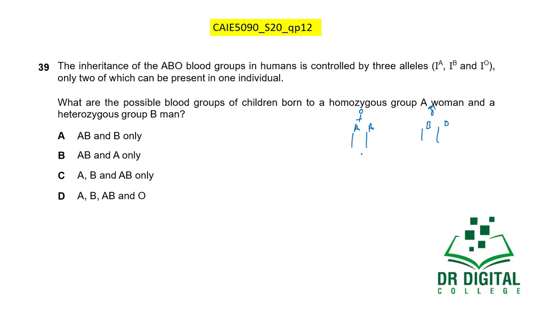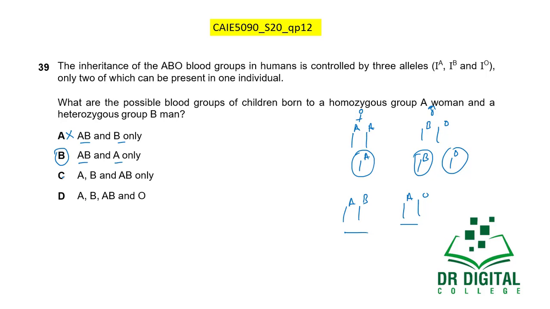Now you can see that the mother will always be giving IA to the gamete. The father can give IB or IO, these two gametes. So the genotypes can be IA IB or IA IO. So the blood groups that can appear are AB and A. Option B is correct. A is telling AB and B. B cannot be produced because the mother is homozygous for blood group A.